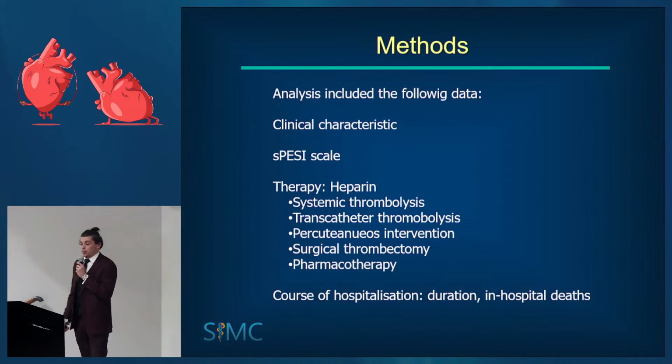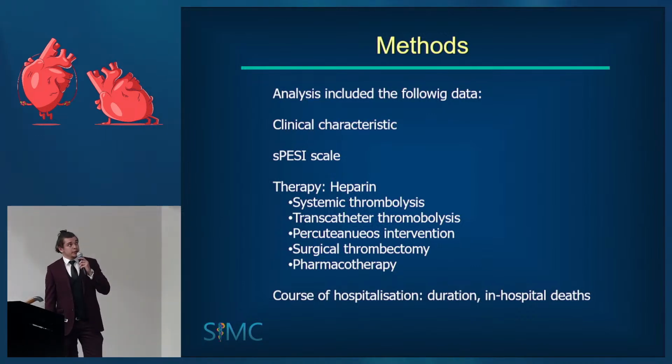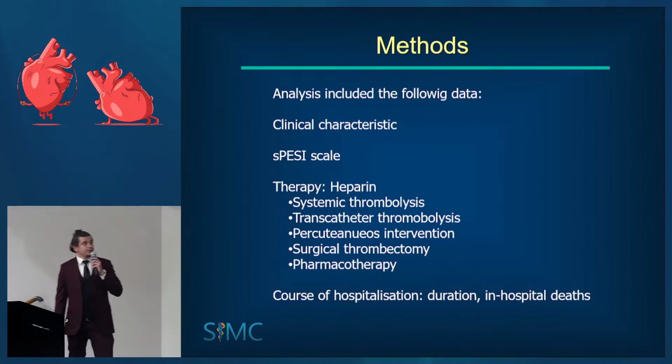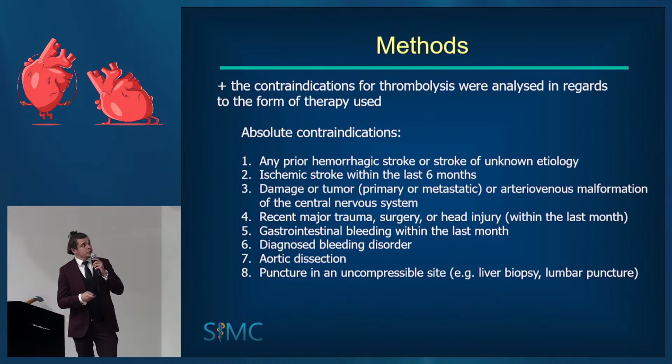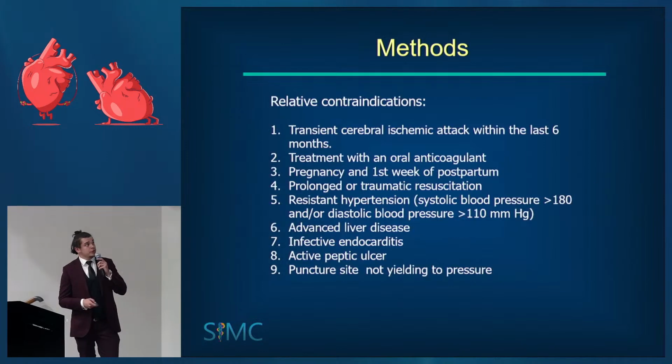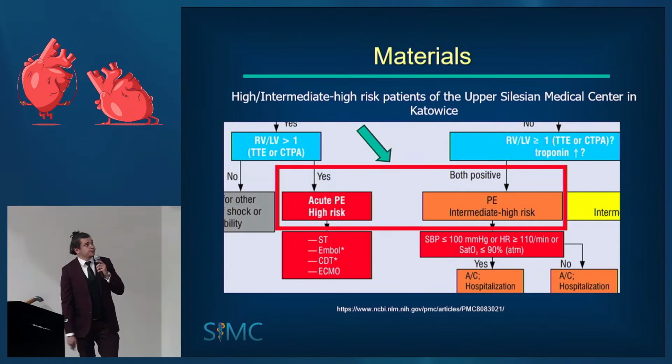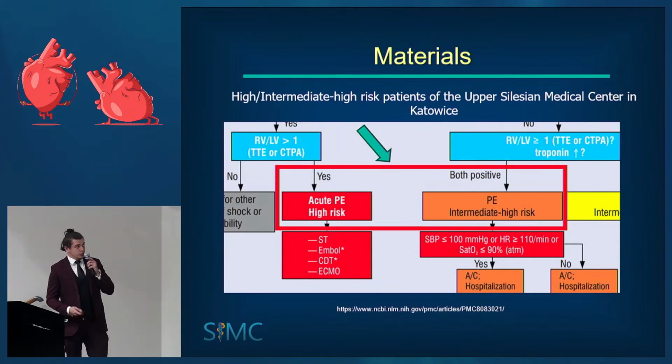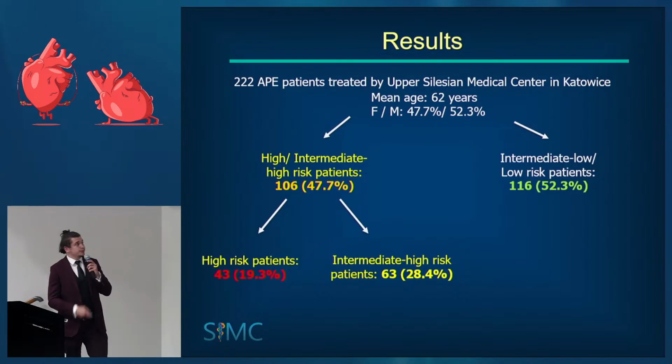Our methodology covered criteria like the pulmonary embolism severity index, the applied treatment, the cost of hospitalization, and contraindications for thrombolysis. Of course, we were most focused on high-risk and intermediate high-risk patients.